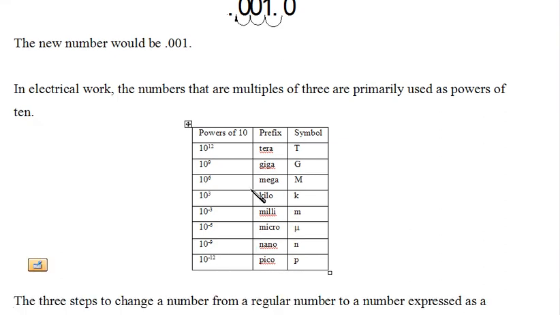So for instance, here's a chart here. This will also be in the book. 10 to the positive 12 is a tera, 10 to the positive 9 is a giga, 10 to the positive 6 is a mega, 10 to the positive 3 is a kilo, 10 to the minus 3 is a milli, minus 6 is a micro, minus 9 is a nano, minus 12 is a pico. On your keyboard, for micro, you can use a U to express it.